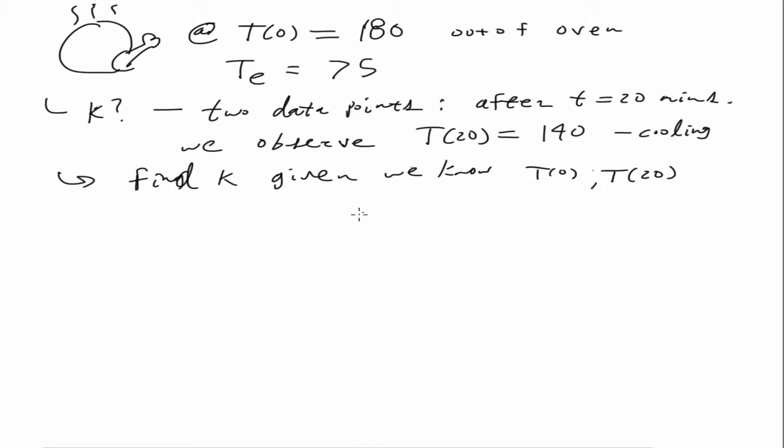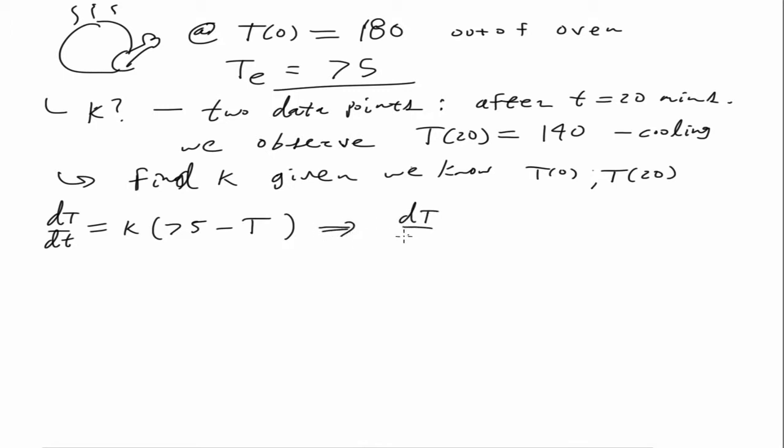Okay, and we also know, of course, that the cooling is governed by Newton's law of cooling. So let's write down the differential equation. dT/dt is equal to K times (75, which is, of course, our environment's temperature, minus T of t, which is unknown). This is a first-order linear equation. We could also solve it as a separation of variables problem, but I'll do a first-order linear. Okay, so we're going to move things into the form dT/dt plus KT is equal to K times 75.